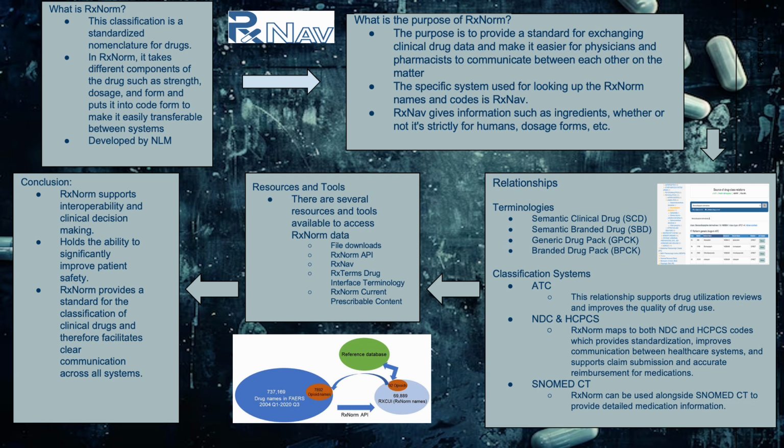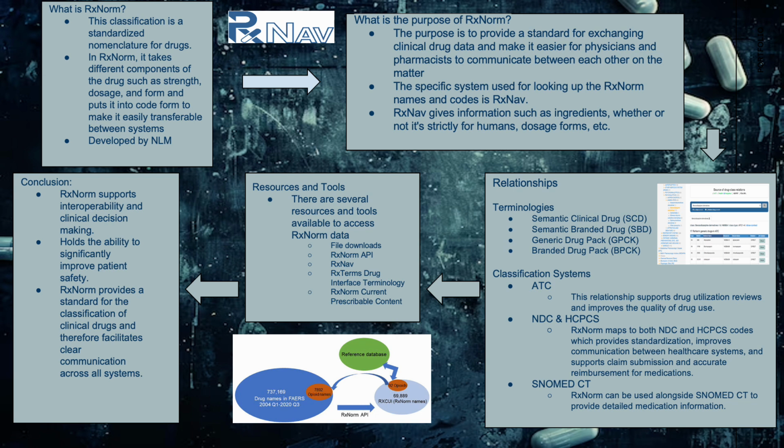RxNorm has several relationships with other terminologies and classification systems. Looking at the terminologies I listed below, we see semantic clinical drug, semantic branded drug, generic drug pack, and branded drug pack. SCD refers to a drug specified by its active ingredients, strength, and dosage. SBD is the same except it's for medications that are under a specific brand name. GPAK represents the packaging of generic drugs, whereas BPAK represents the packaging of branded drugs. All of this information can be found on RxNav.